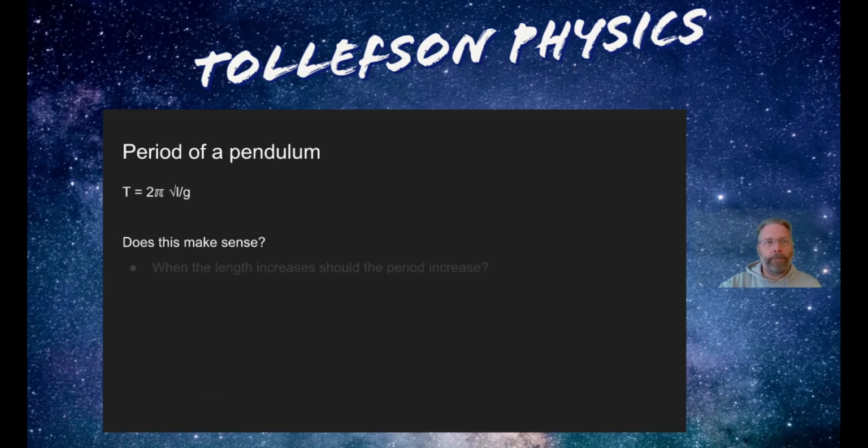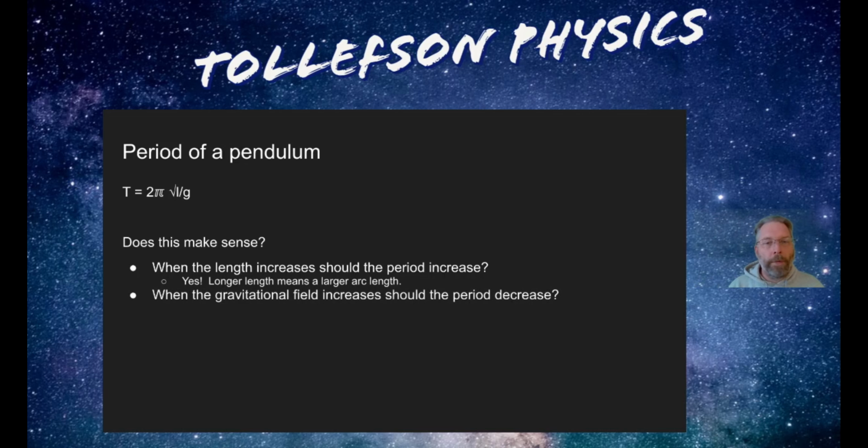All right, let's ask ourselves the same question. Does this make sense? So the length increases, the period increases according to this. Does that make sense? And the answer is yeah. Longer string, longer arc length, it's going to take longer to get all the way across and back. What about the gravitational field? If I increase the gravitational field, the period should decrease, right? It gets faster. Well, yeah, if I increase the gravitational field, that means there's a greater force on the pendulum, and that greater force means greater acceleration, which means the period will be shortened.